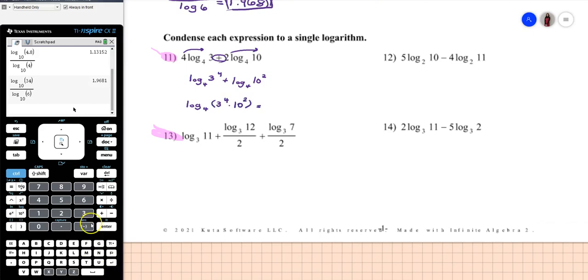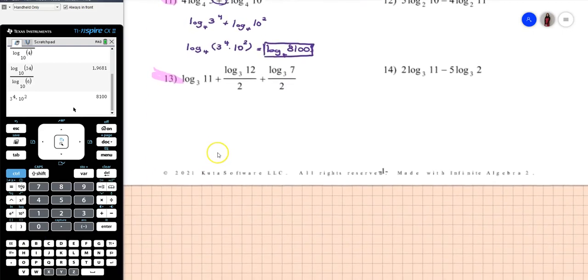And we can find out what that is. 3 to the 4th times 10 squared. So this is log base 4 of 8100. It's a little hard to read.